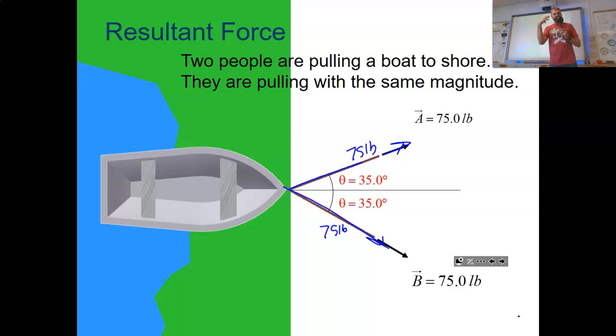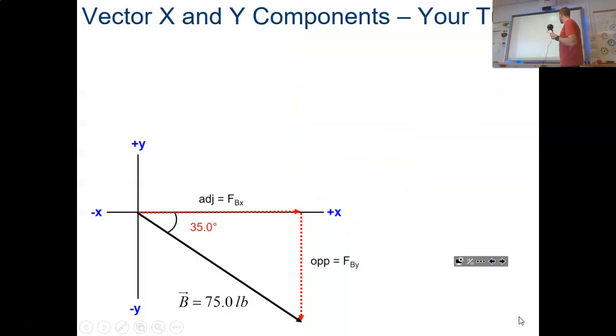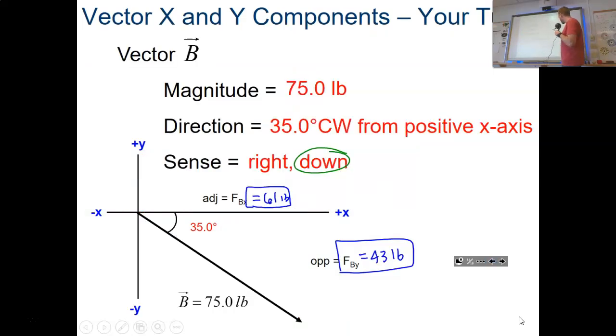Are you, 75 plus 75 is 150. Are you really pulling the boat with a force of 150 pounds? No, you're not, because you are pulling up at 43. I think it was 43. I'll go back and check my numbers. Yeah, 43 and 61.